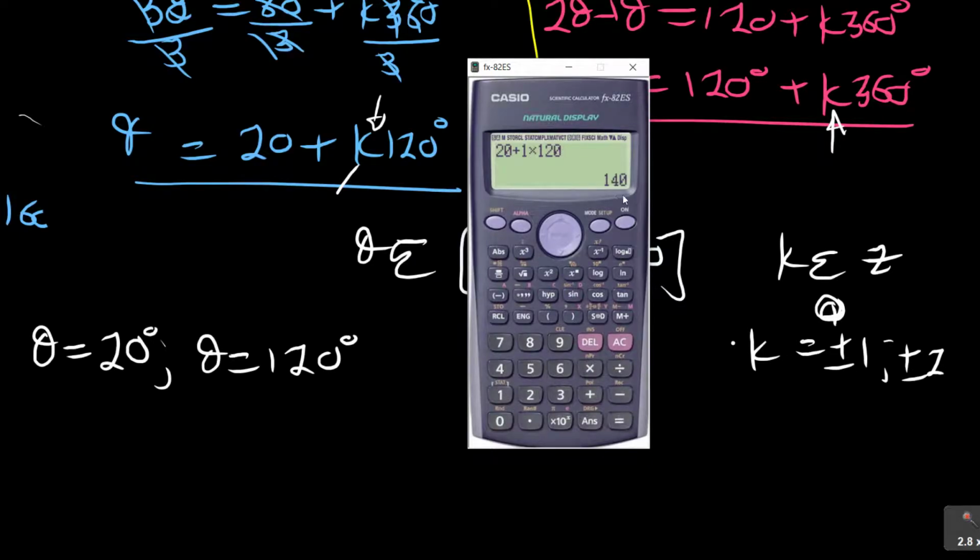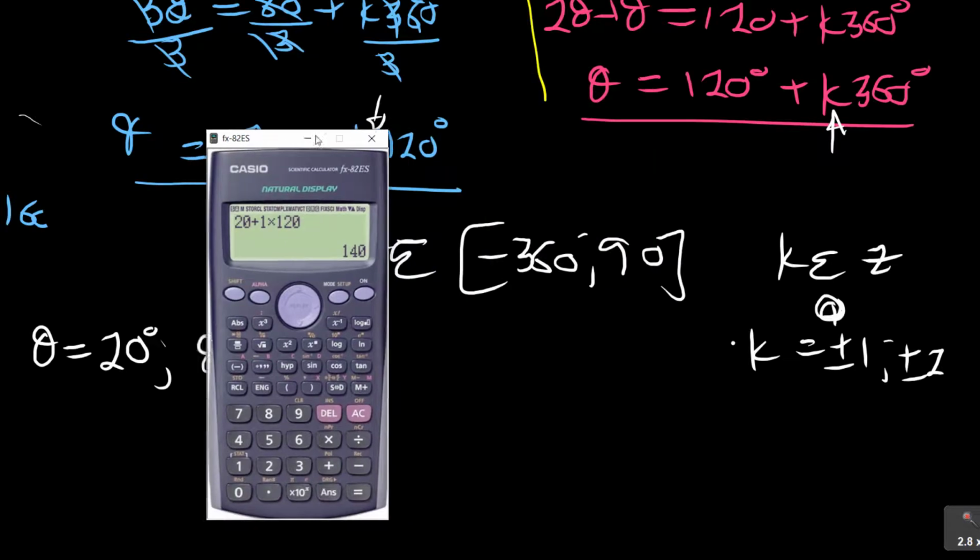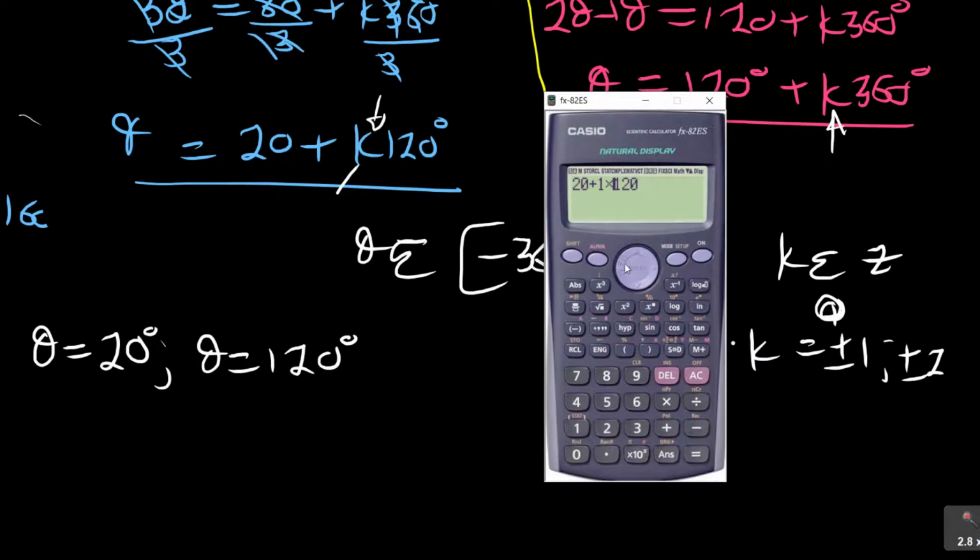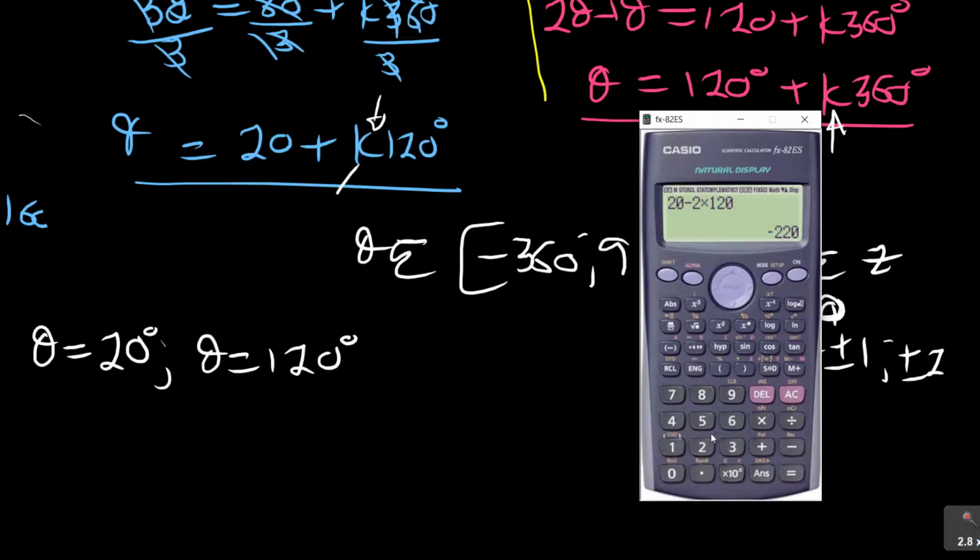You've seen the range, 140 is outside this range. So try minus 1. So I've got minus 100. It means minus 100 is another one. Let's try negative 2. So minus 220 is another one. Let's try 3.